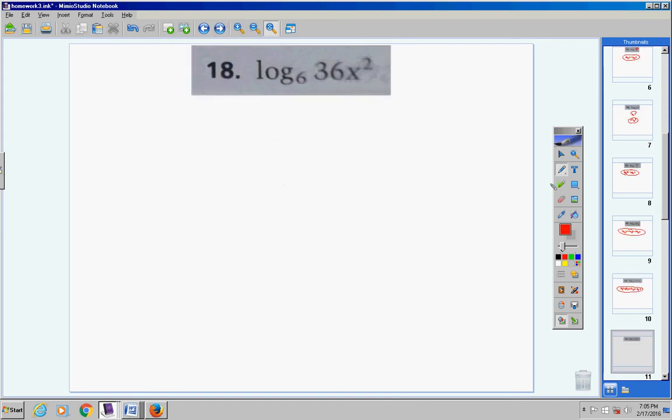Okay, kind of redundant. We have an argument that has 2 things being multiplied. 2, alright? So I'm going to write 2 logarithms. Base 6.